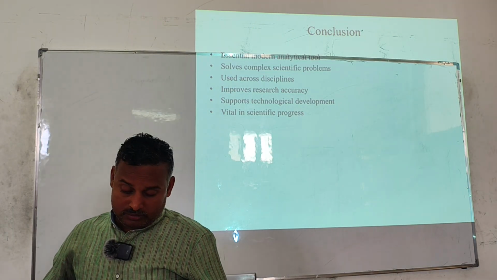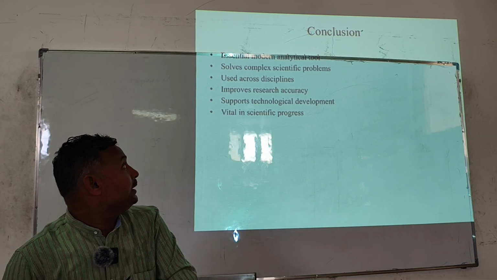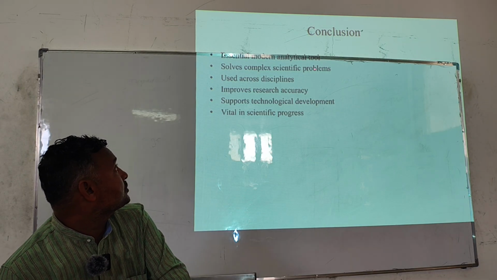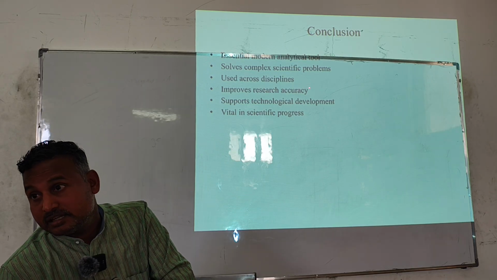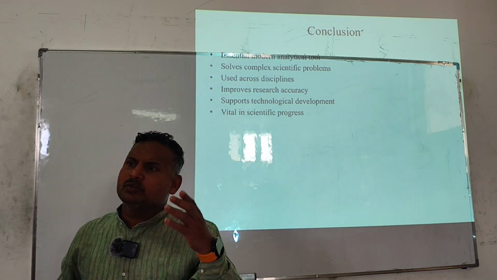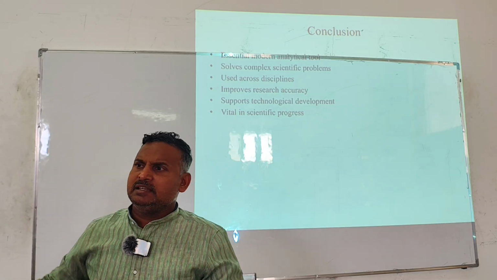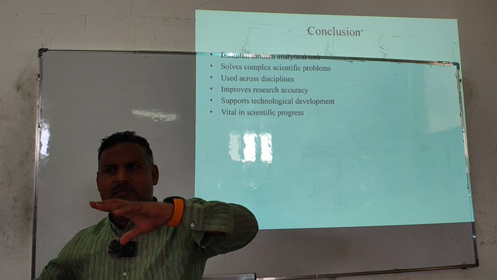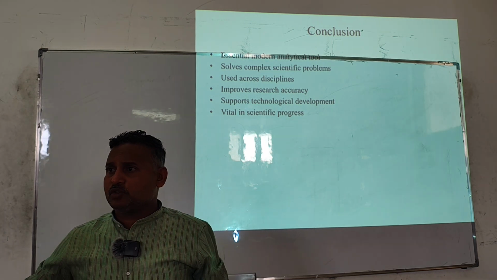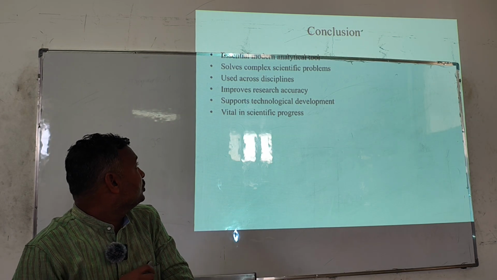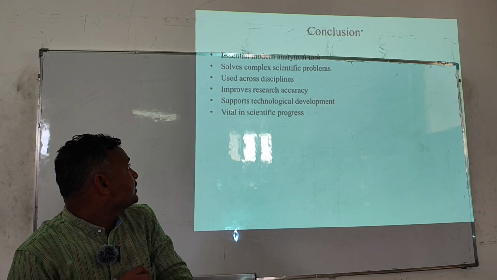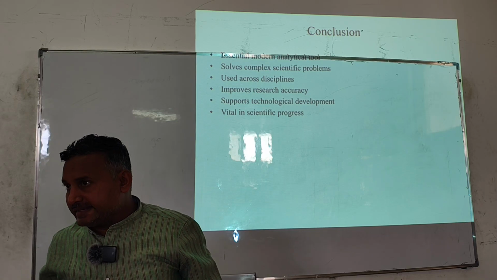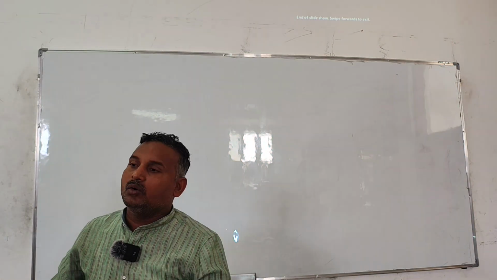And conclusion: spectroscopy is an essential modern analytical tool, solves complex scientific problems, and is used across disciplines. That means the same spectroscopy can be used for chemistry, geology, biotechnology, biology, biochemistry. Okay, in many disciplines we are using this spectroscopic technique. These are the modern tools. Improves research accuracy, supports technological developments, and is vital in scientific progress. With this, we are done.